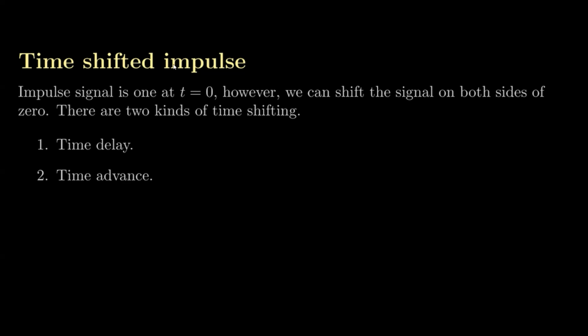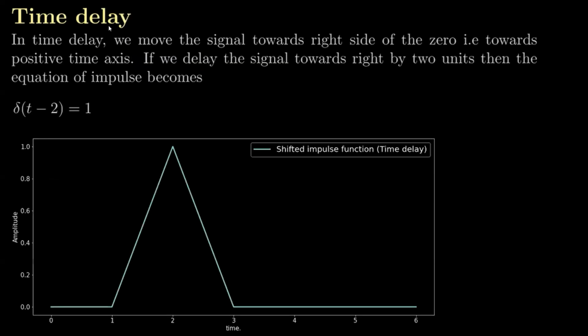On the other hand, if we advance the signal by 2 units, meaning it occurs earlier in time, the equation becomes delta of t plus 2. The plus sign indicates advancement. So remember that a minus sign inside the parentheses represents delay, while a plus sign represents advancement. These two types of shifting, delay and advance, are very important because they help us represent when a signal occurs in time. Whether we delay or advance it, the basic shape of the signal remains the same, only its position on the time axis changes.